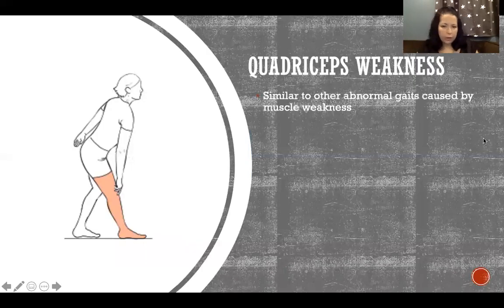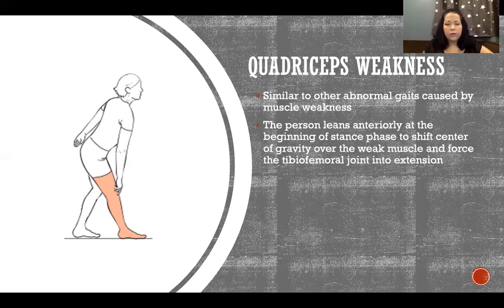So quadriceps weakness, I'm sure you could predict what that gait would look like. Similar to abnormal gaits caused by muscle weakness, the person in this case is going to lean anteriorly at the beginning of stance phase to shift center of gravity over the weak muscle and force the tibiofemoral joint into extension. Okay, so if the quad is weak, then they're going to have a hard time getting the knee into full extension at the appropriate times during gait.